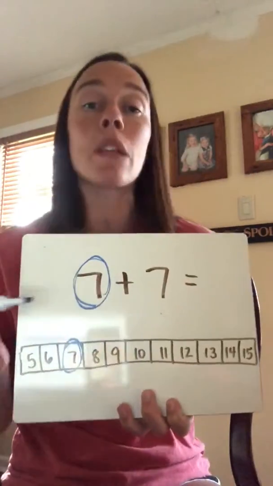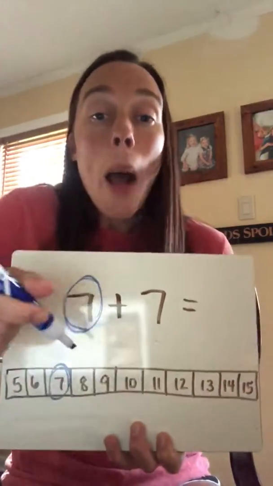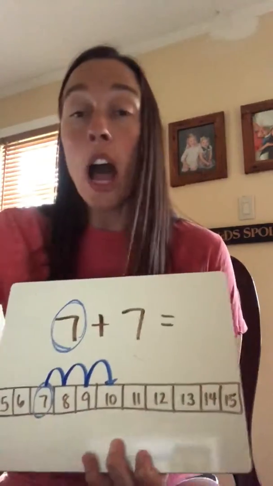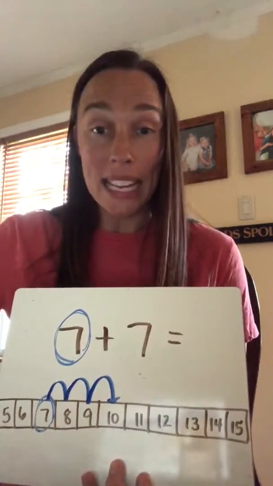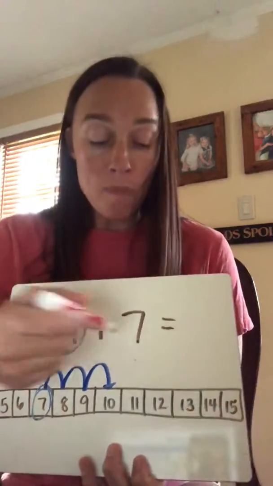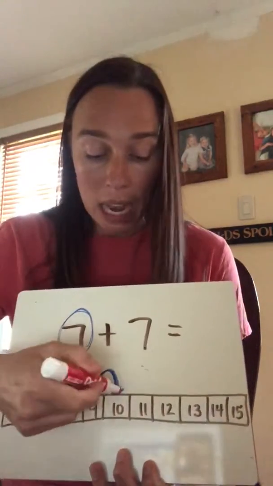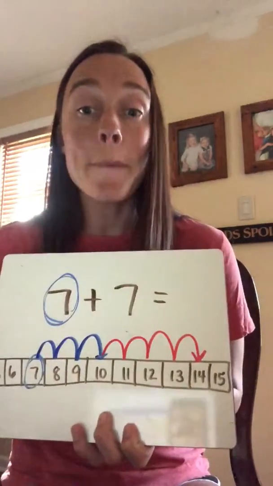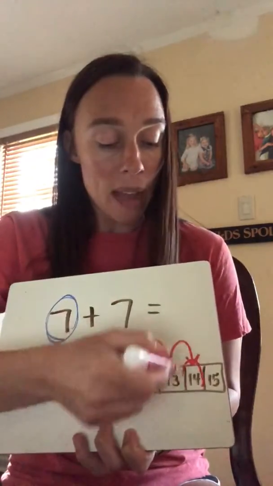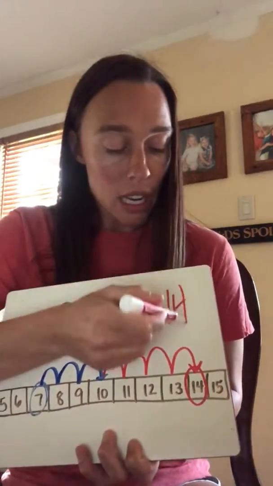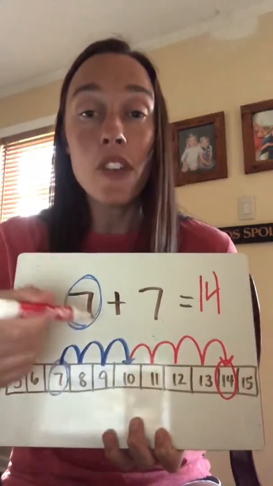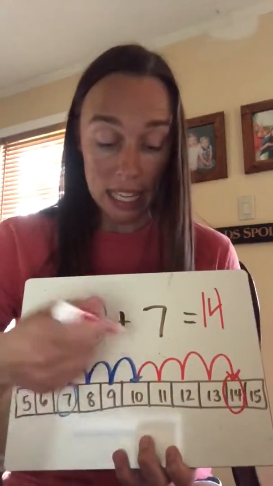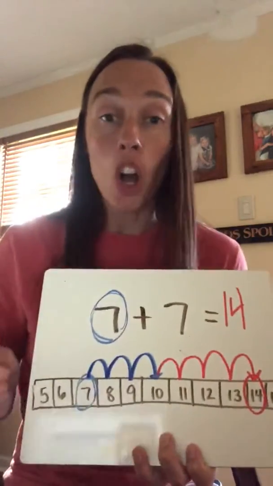So I've circled my first number, 7. And I know that I need to hop until I get to 10. So I'm going to hop 1, 2, 3 times. So I've hopped to 3. Now what I need to do is keep going until I say 7. So I've hopped 3 times. That makes 4, 5, 6, 7. So I can see that my number that I landed on is 14. 7 plus 7 equals 14. So I could use a number line to get to 10 and then to add on.